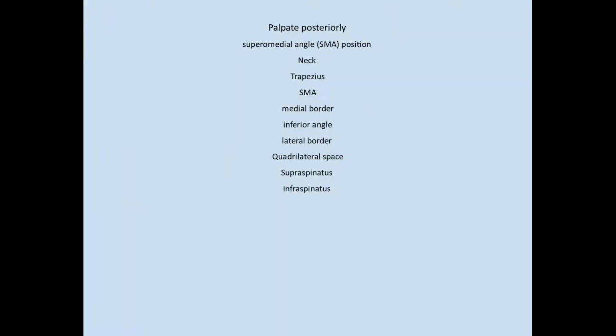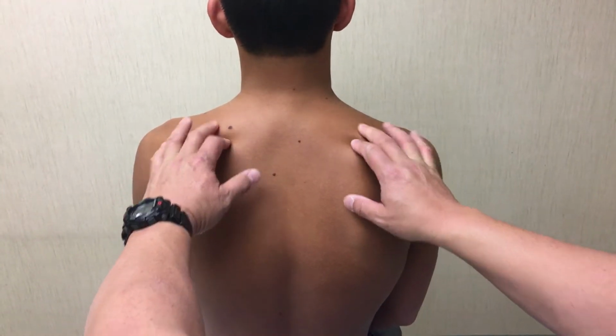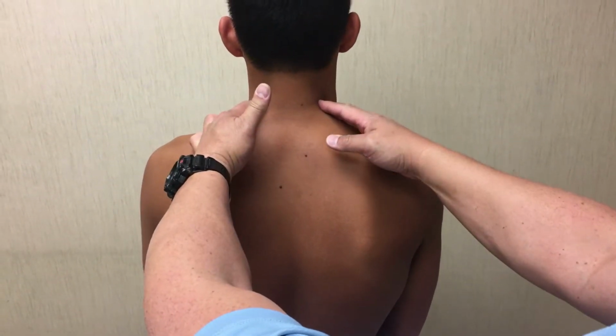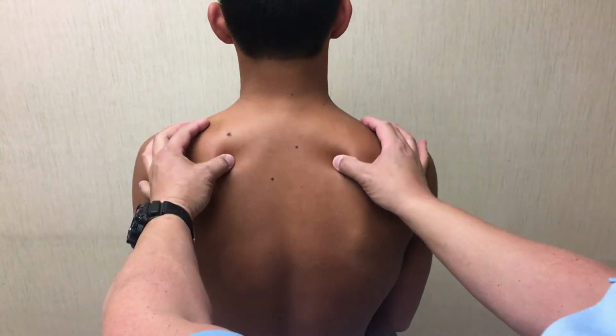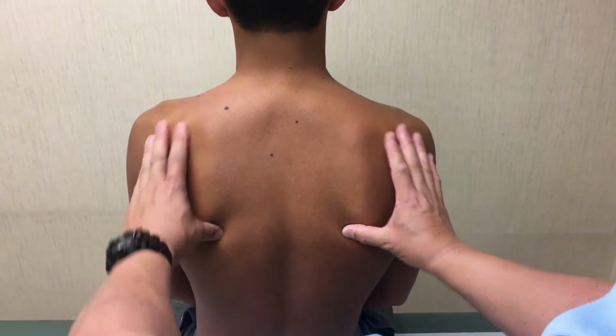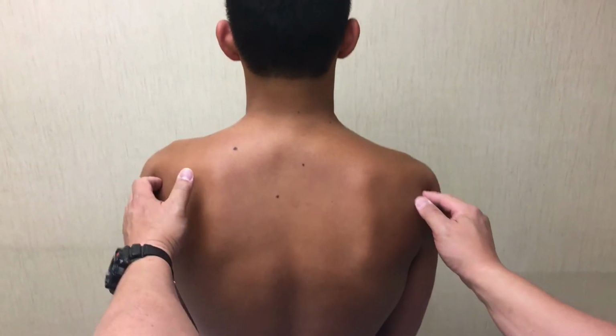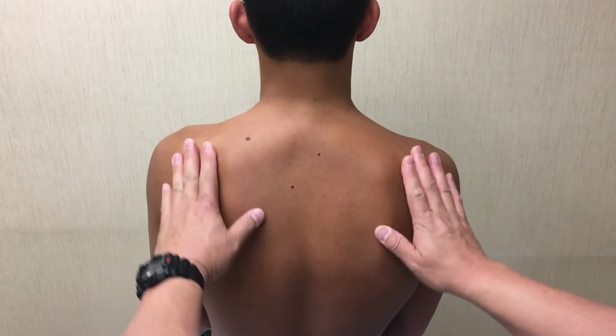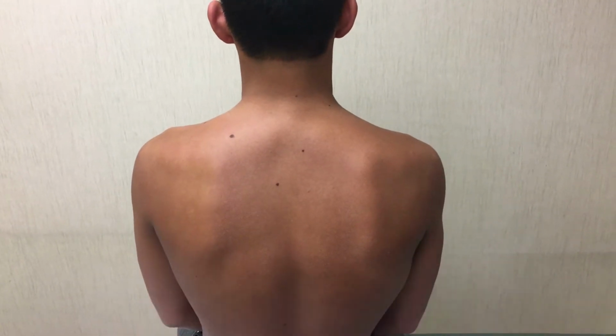Palpate posteriorly the superior medial angle position. Then palpate the neck, trapezius, superior medial angle, medial border, inferior angle, lateral border, quadrilateral space, then the supraspinatus and the infraspinatus. Superior angle, neck, trapezius, SMA, medial border, inferior angle, lateral border, quad space, supraspinatus, infraspinatus.